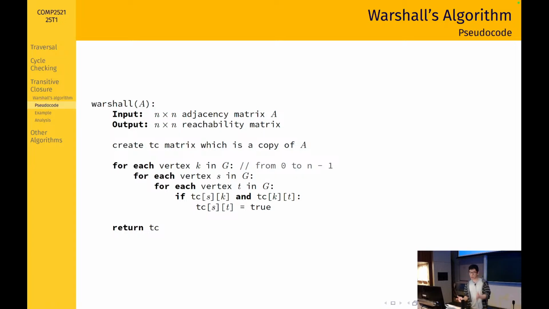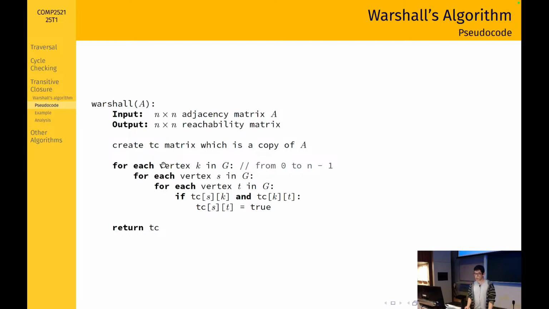Okay, and here is the code for Warshall's algorithm, or the pseudocode. So it's extremely simple. First of all, we create a transitive closure matrix, which is a copy of A, where A is the adjacency matrix of the graph, and then we have 3 nested loops. Our outer loop loops over all of the vertices from 0 up to n minus 1.